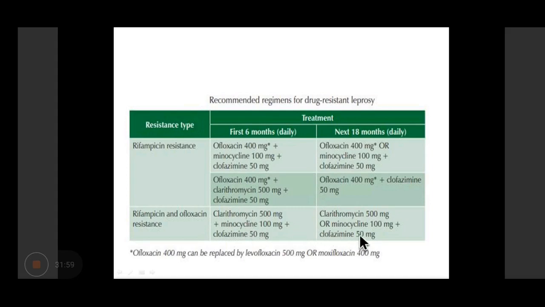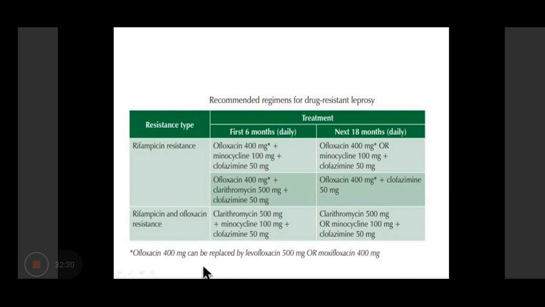So one thing you need to remember is the first line MDT, that is rifampicin, clofazimine, and dapsone, first choice. You should remember the ROM regimen for single lesion paucibacillary. And you should remember the drug regimen for drug resistant leprosy, where we are using any of the drugs ofloxacin, minocycline, and clarithromycin along with clofazimine. And if there is resistance to clofazimine as well, we can change it to ethionamide, which we already discussed.